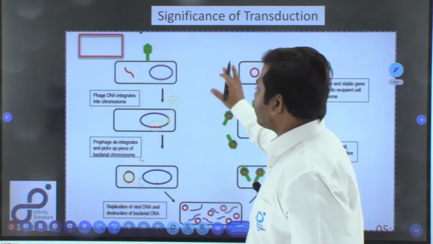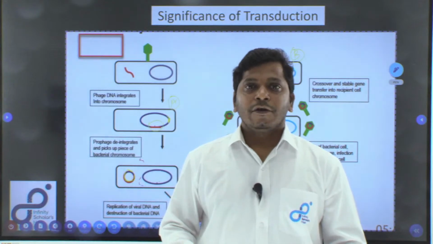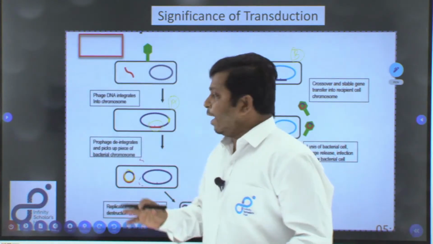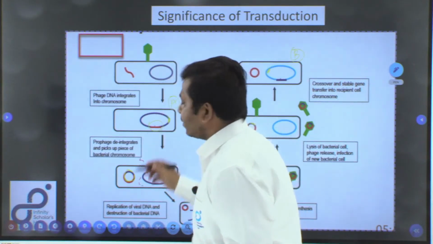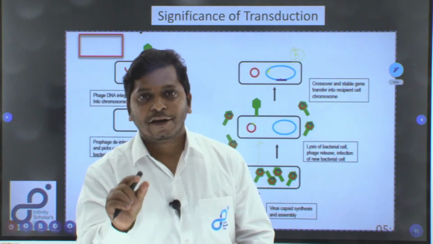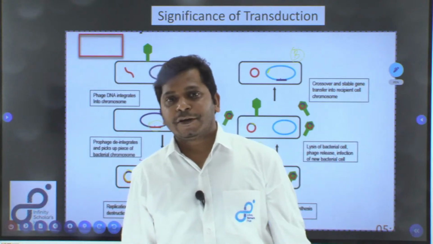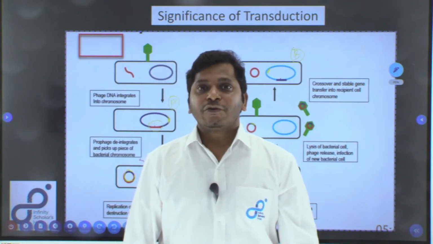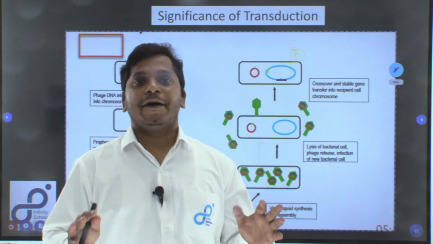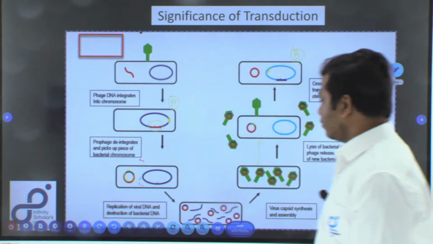And why is this process so significant? We know that there are some bacteria which are resistant to antibiotics. If, for example, these viruses transfer the antibiotic resistant gene of one bacteria to another bacteria, what will happen? The other bacteria will also become antibiotic resistant. So this is how most bacterial species develop antibiotic resistance. That is why it is so relevant to us.